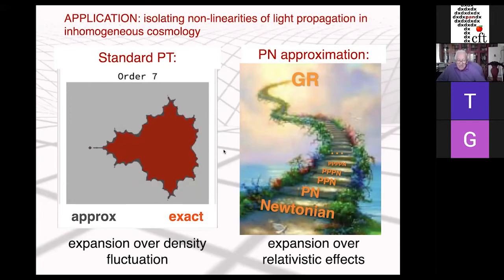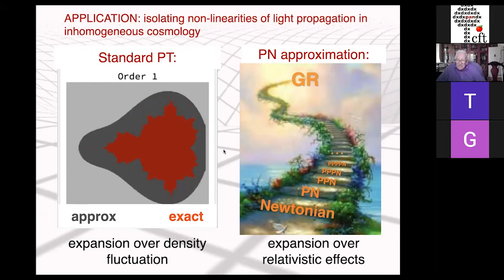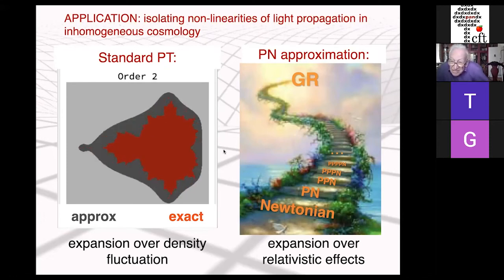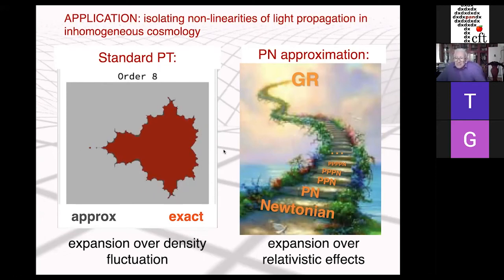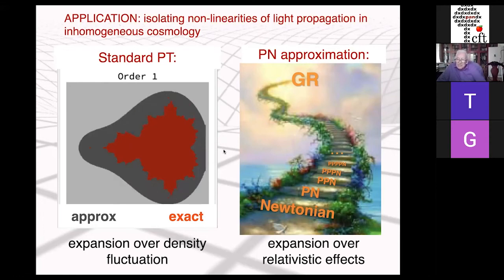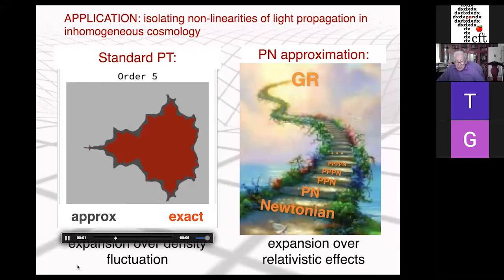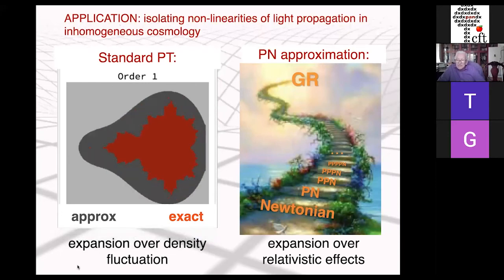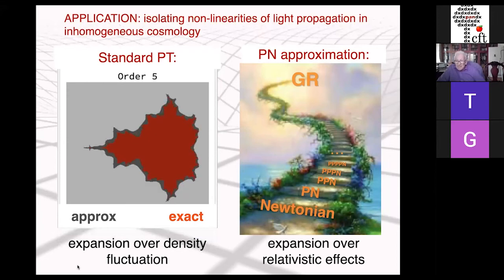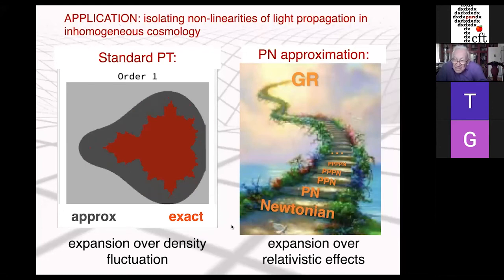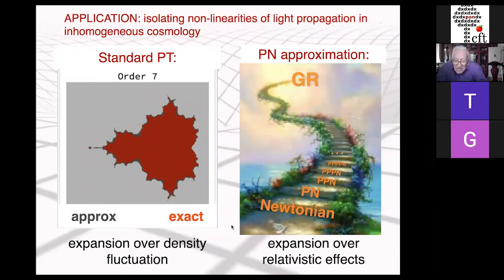So let's say this: how can we isolate non-linearities, non-linear effects? I already mentioned that we can have different kinds of approximation schemes in general relativity, and I already mentioned two of them. I mentioned the standard perturbation theory, which considers the inhomogeneities as small fluctuations over a homogeneous lambda CDM background. But I also mentioned the post-Newtonian approximation, which essentially is an expansion over relativistic effects, meaning that solutions are found by adding levels of GR corrections to Newtonian gravity.